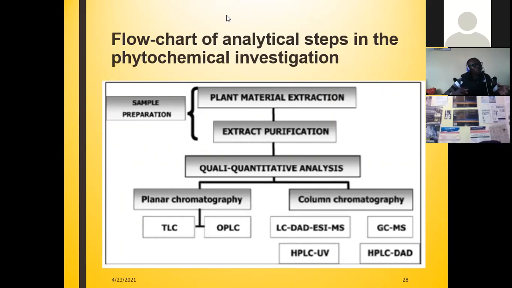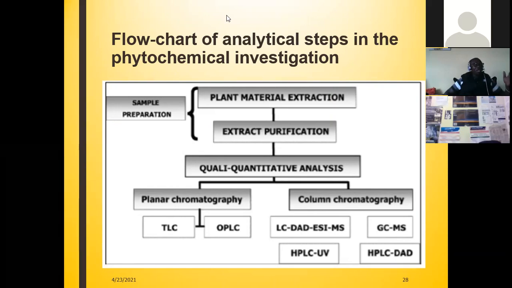Then we qualify and quantify them. We do all those analyses and all these other processes to try to identify what important bioactive compound is in that plant. For the sake of this talk, because of the nature or diversity of the audience, I will avoid going into details of the phytochemical work.